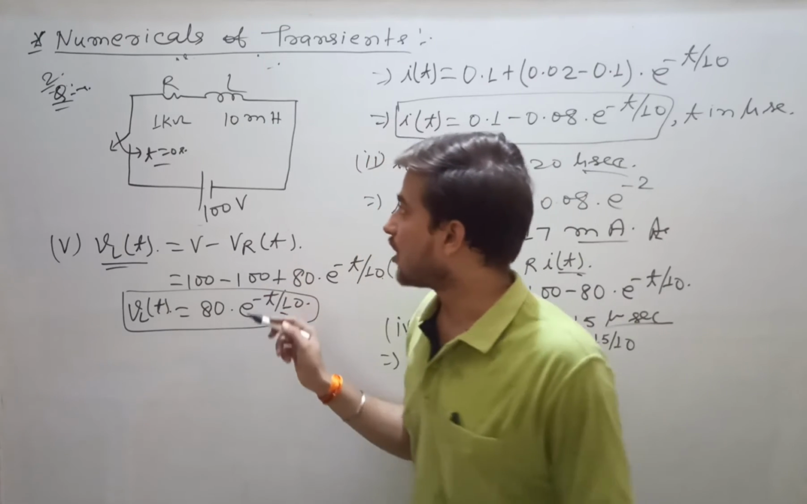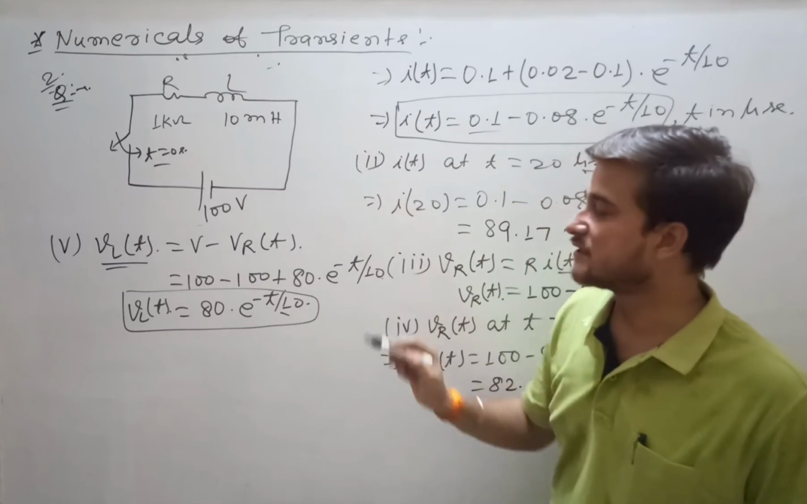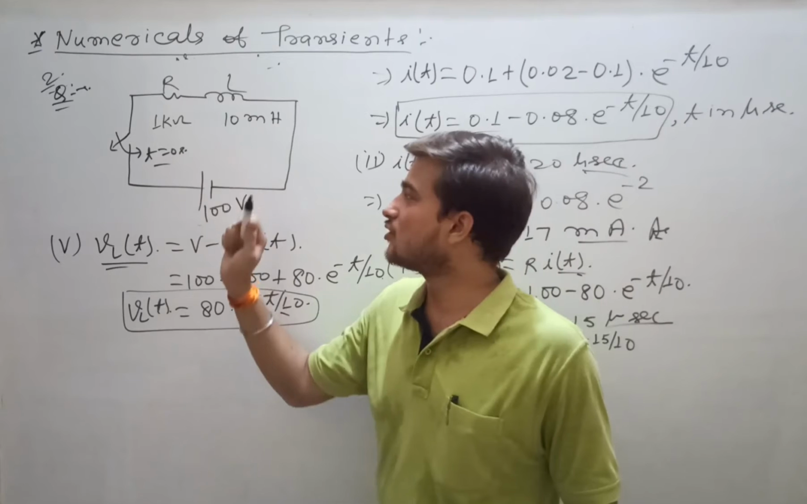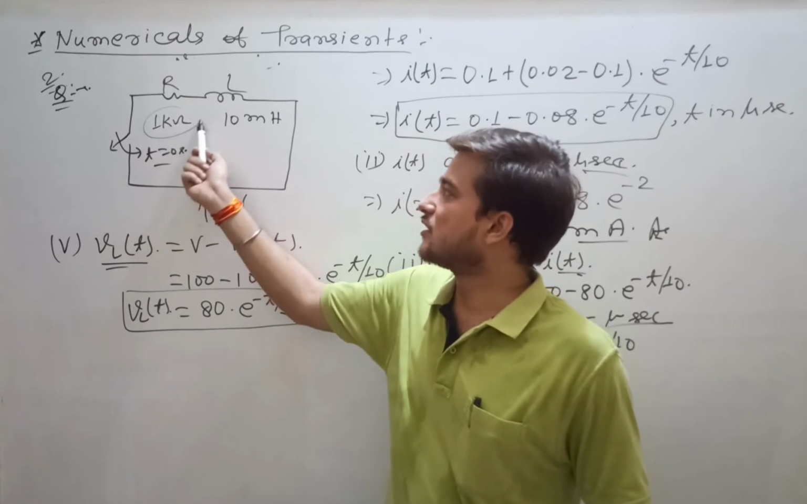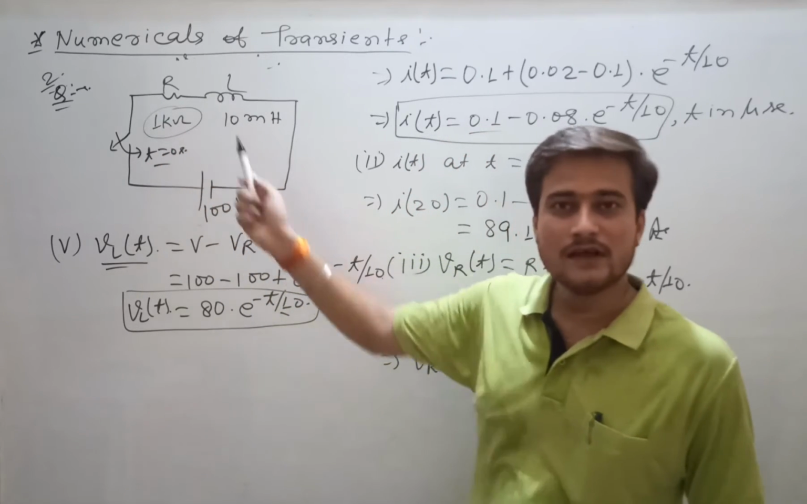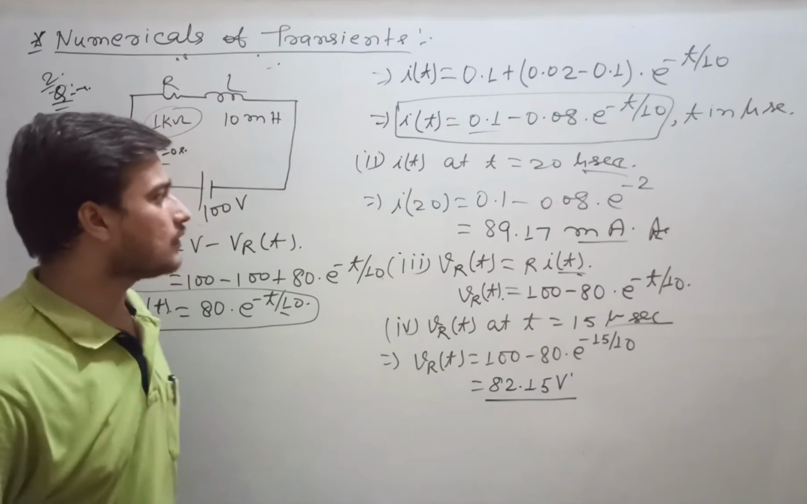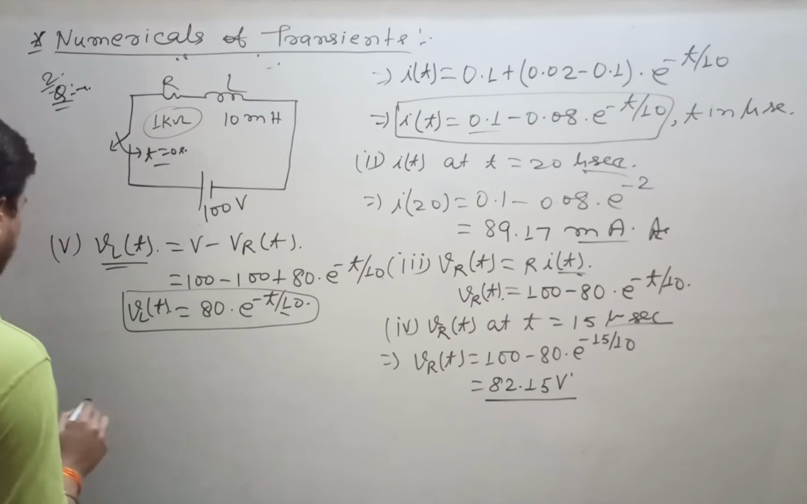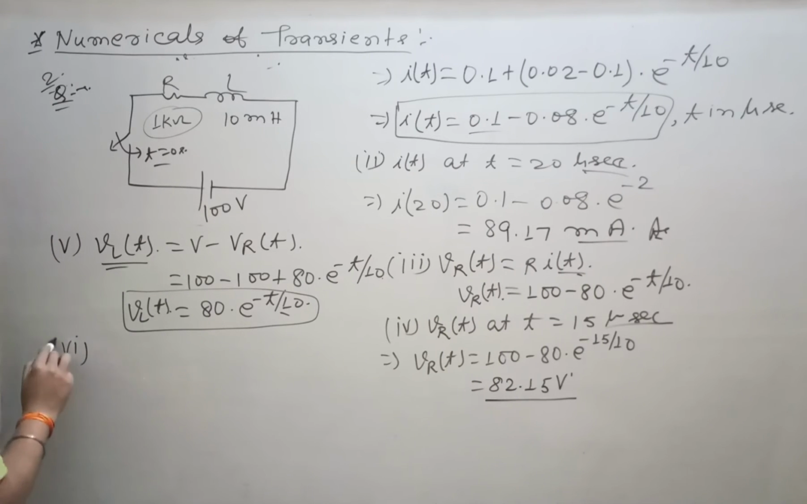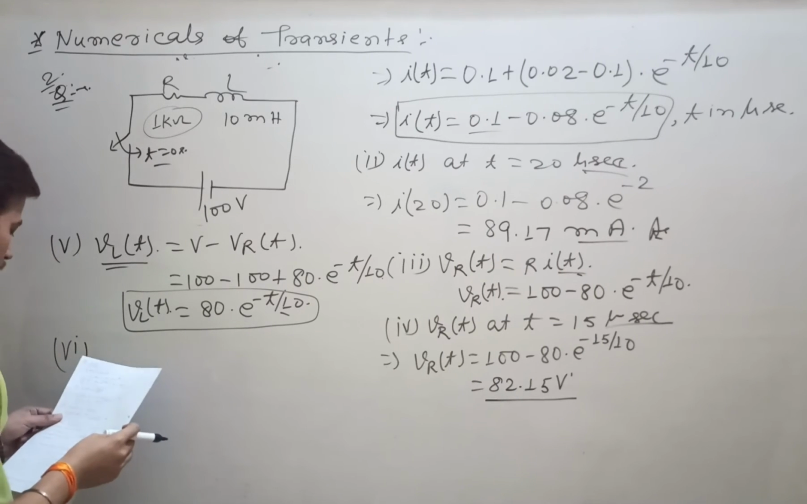Now if it is carrying some initial current of 0.02 ampere, then there will be a potential drop of 20 volt across this resistor. Clear?